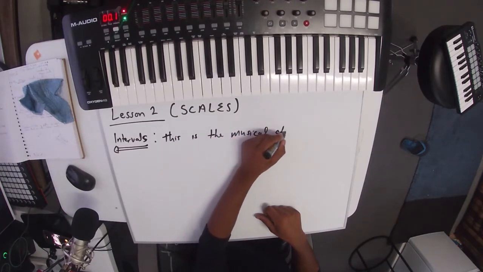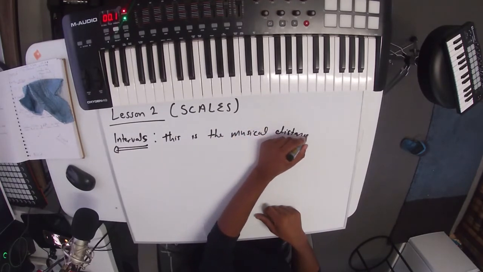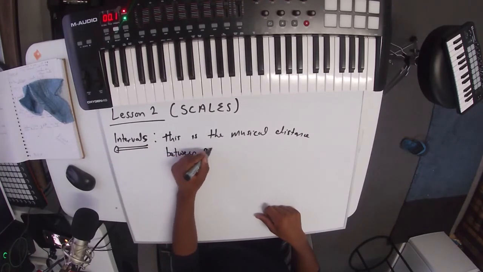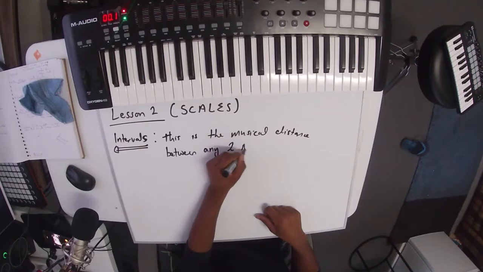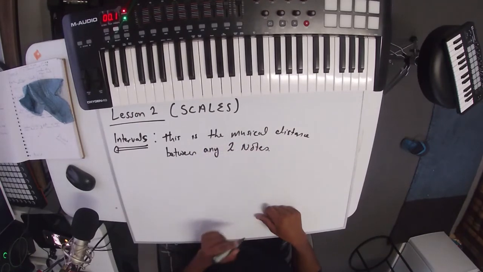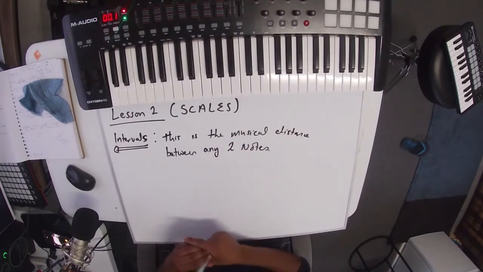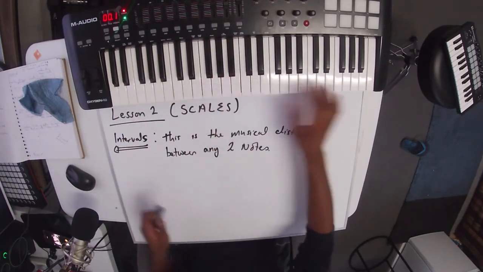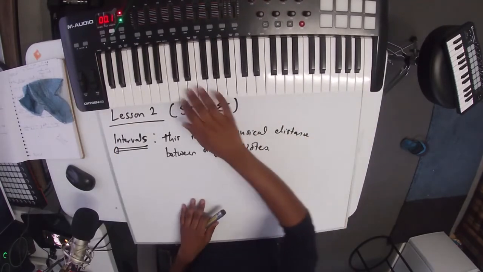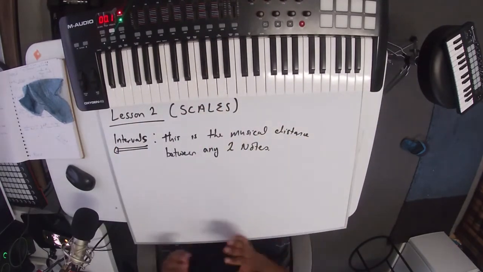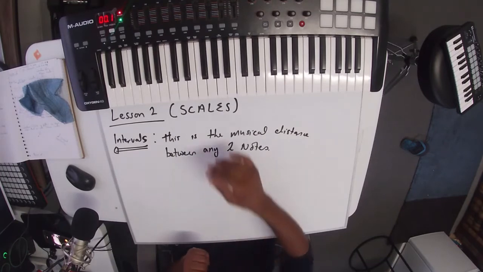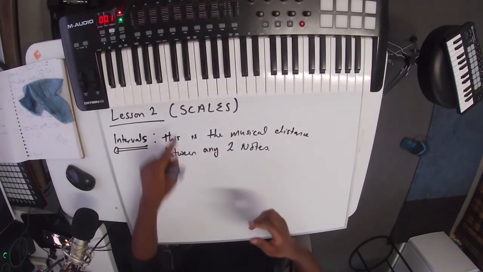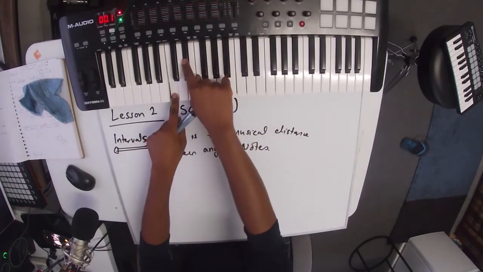between any two notes. That's an interval. So for instance, let me come a bit towards the middle of the keyboard. Between this note and this note, there's an interval that exists. Between this note and this note, there's an interval that exists. Between this note and this note, there's an interval.